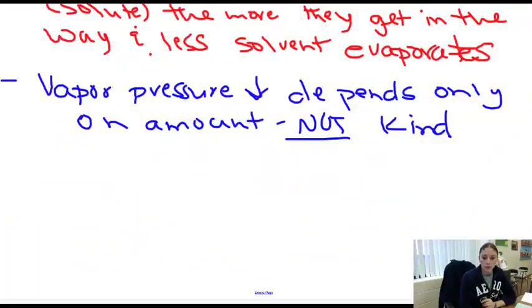Vapor pressure goes down, depends only on the amount and not the kind. So if I have 85% of my solution being solvent, then the pure is not going to change very much. But it doesn't matter anywhere in here exactly what it is. All I care about is how much is there.